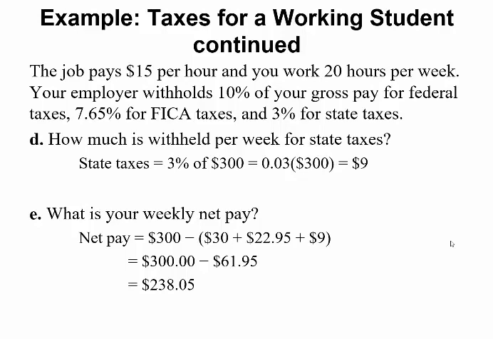So what is your weekly net pay? Well, it's the $300, and you subtract away all the taxes you have to pay. So adding up the federal, the FICA, and the state, you get 300 minus $61.95. So your actual pay, how much you're going to see in your paycheck, is not the $300, but $238.05.